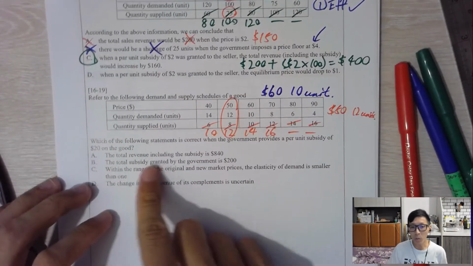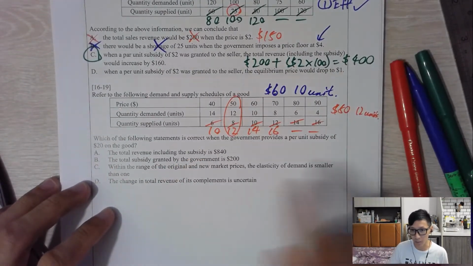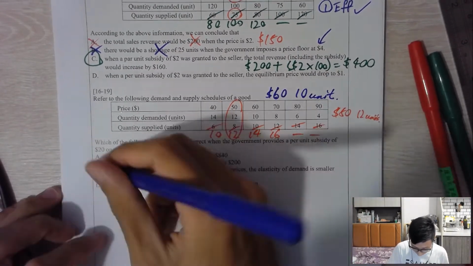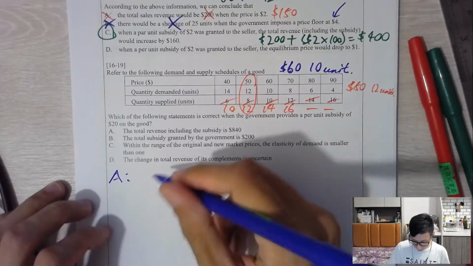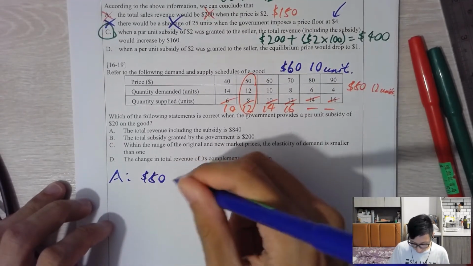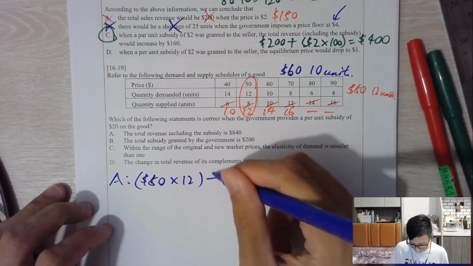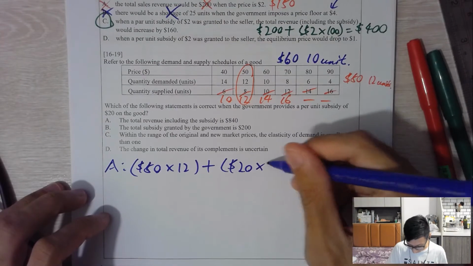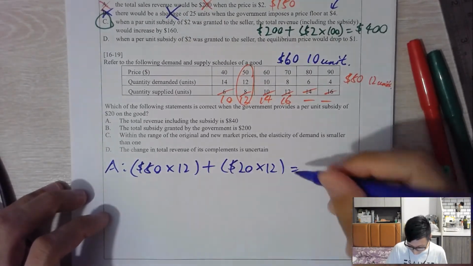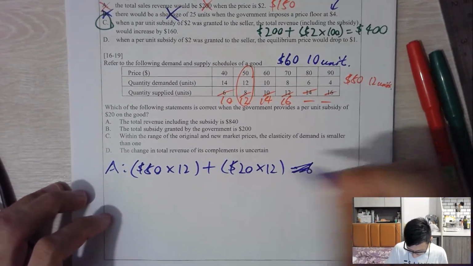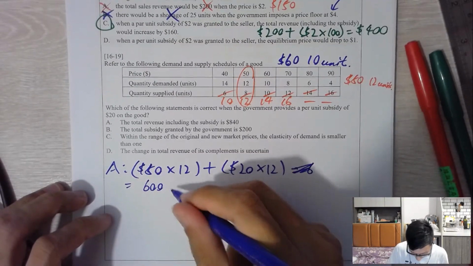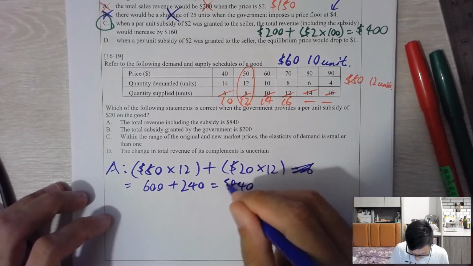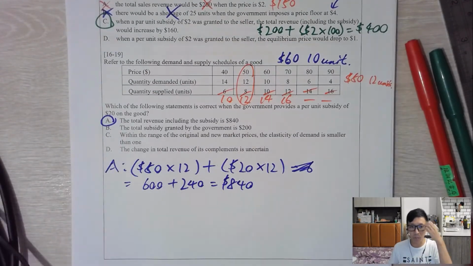Let's see. Total revenue including the subsidy would be 840. Let's see this, 我哋 A 計下係嘛. Obviously the market price times 12 plus per unit subsidy $20 per unit times 12, and that would give us 600 plus 240, 840. So yes, somehow A is already the answer.